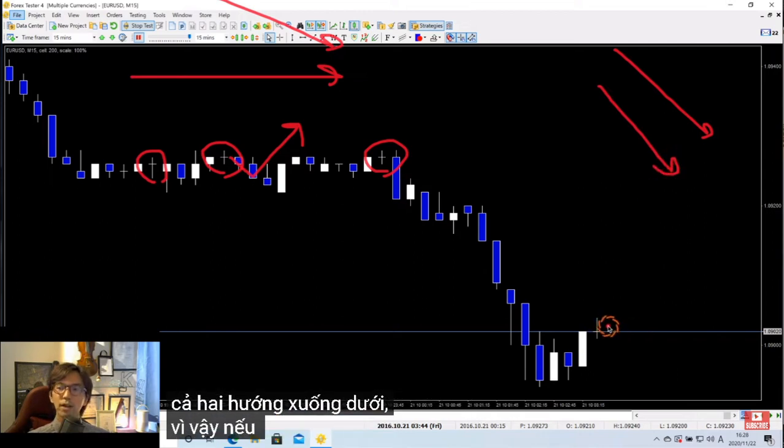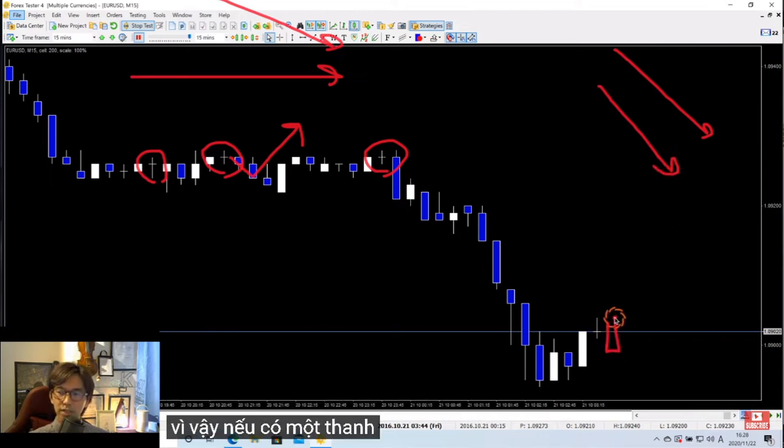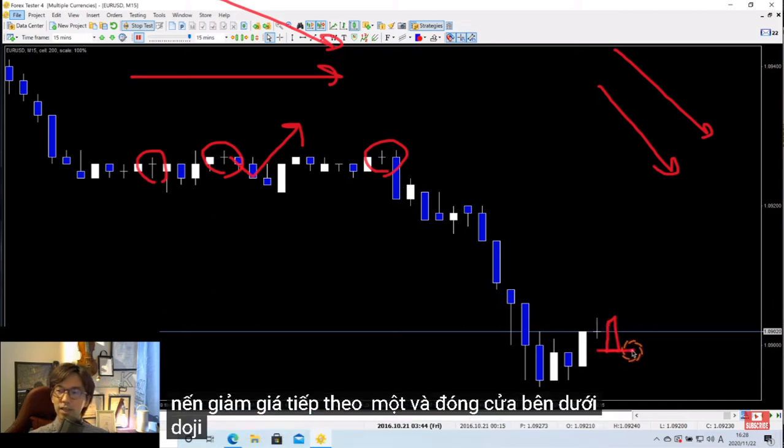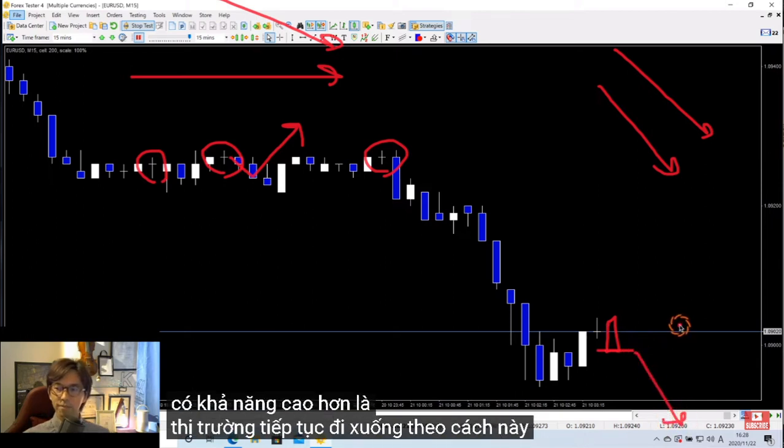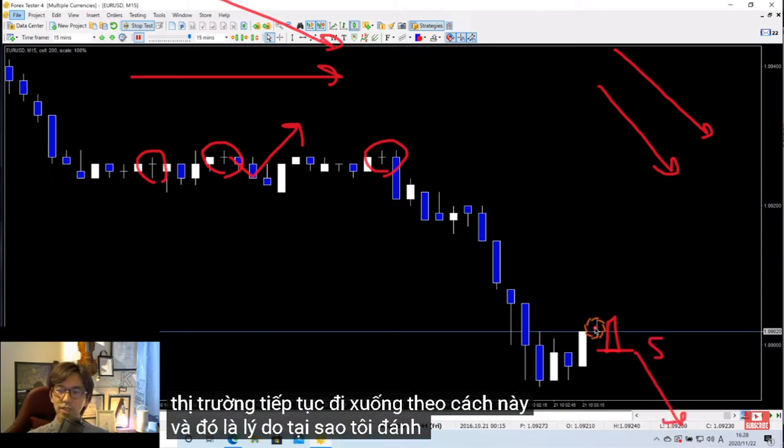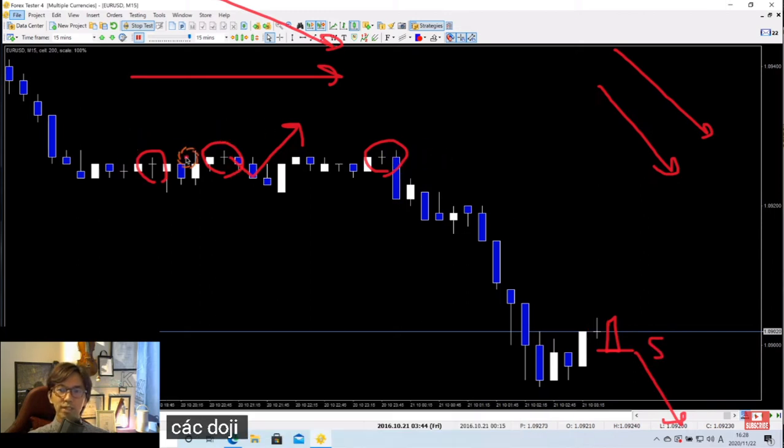So if there is a bearish candlestick on the next one and it closes below the doji, there's a higher probability that the market continues to go down this way. And that's why I value this doji more than these previous dojis. Well, actually, there's one more doji candlestick right here.